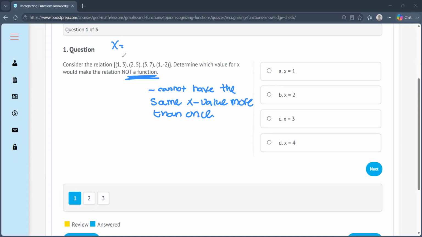So let's look at our x values. We don't care about the y's. Our x values are 1, 2, 3, and 1. Uh-oh. See how the x value of 1 repeats more than once? That's what makes it not a function. So the correct answer will be 1.